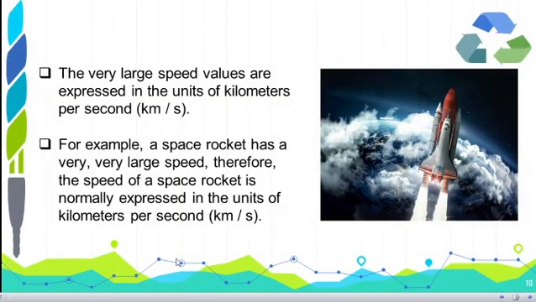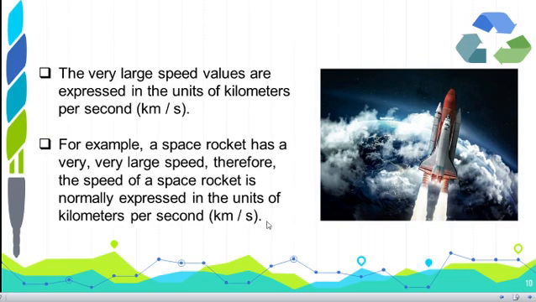The very large speed values are expressed in the units of kilometers per second. Very large speed. It is noted, very important. The very large speed values we write in the short form of kilometer per second. For example, a space rocket, already known well. A space rocket moves starting from Earth to some other outer space. Therefore, the speed of a space rocket is normally expressed in the units of kilometer per second.